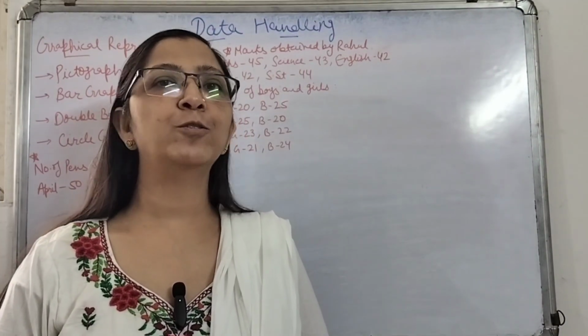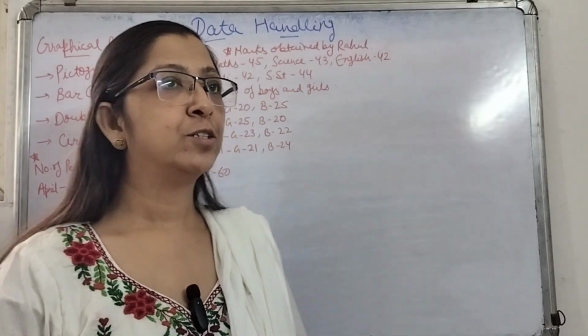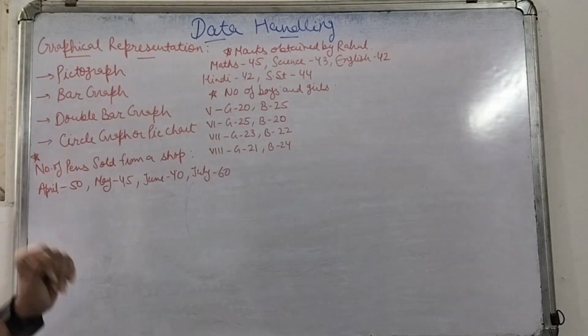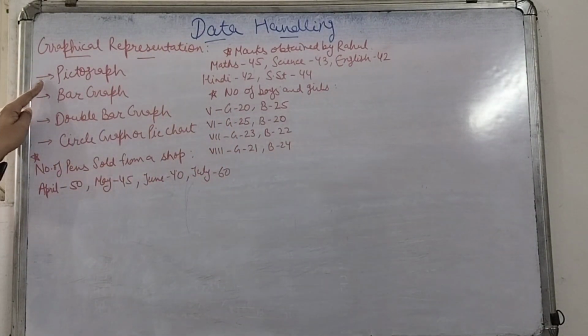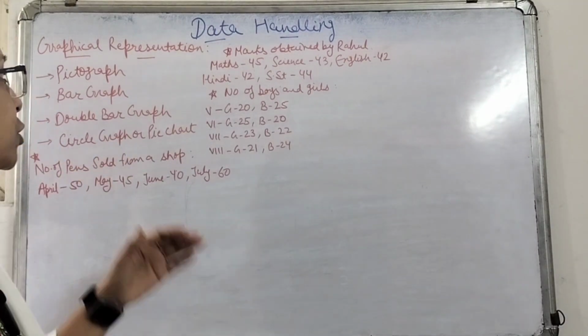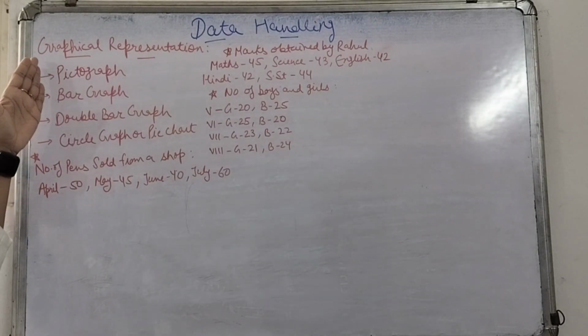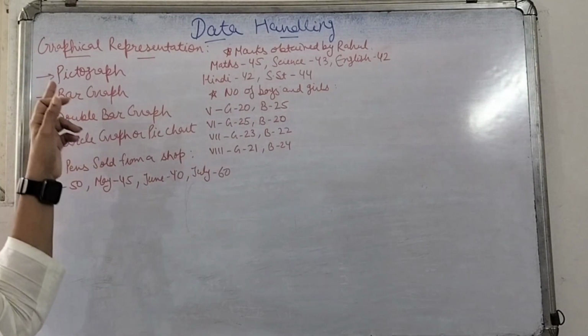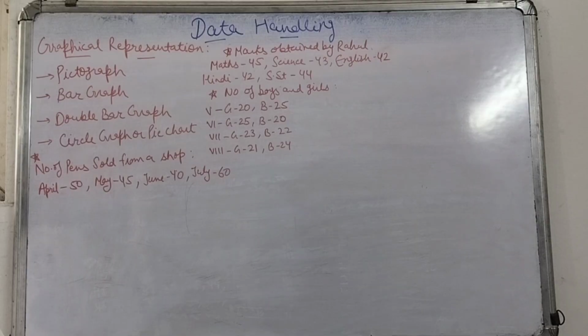Now let's understand how to represent data graphically. There are four methods by which we can represent data graphically. First is your pictograph, second is your bar graph, then your double bar graph, and the circle graph or pie chart. We will be learning how to represent data by all these methods. So first of all, let's understand what a pictograph is.